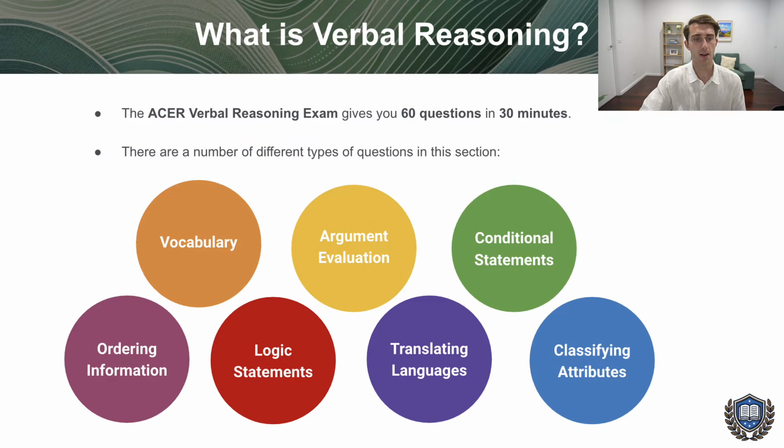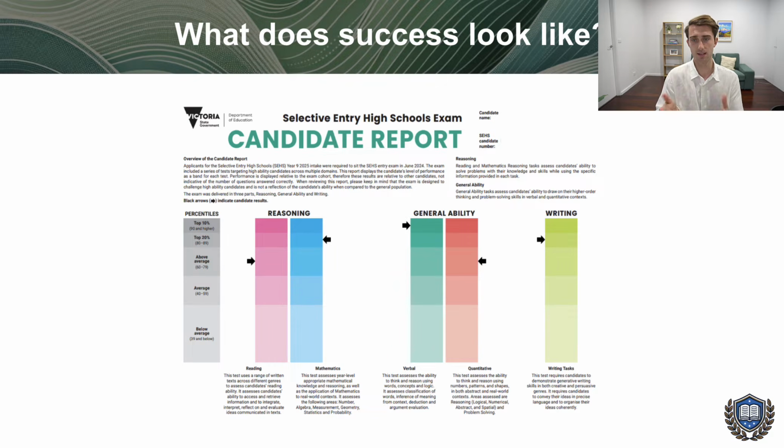Now, in terms of what success looks like, this is the scorecard that you'll get after the exam. You get a score for each section of the exam. Verbal reasoning is classified here under the general ability section, which essentially just means it's more in that aptitude IQ test category. It's not so much testing things that you would have learned at school. It's testing different things that aren't really things you would normally do in day-to-day life in maths or English at school.